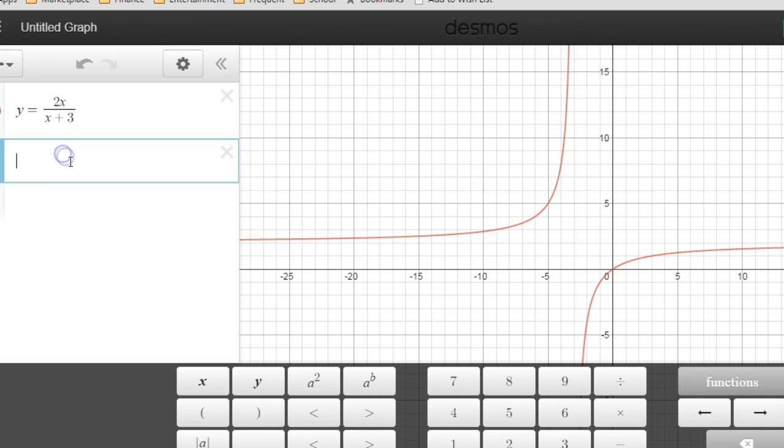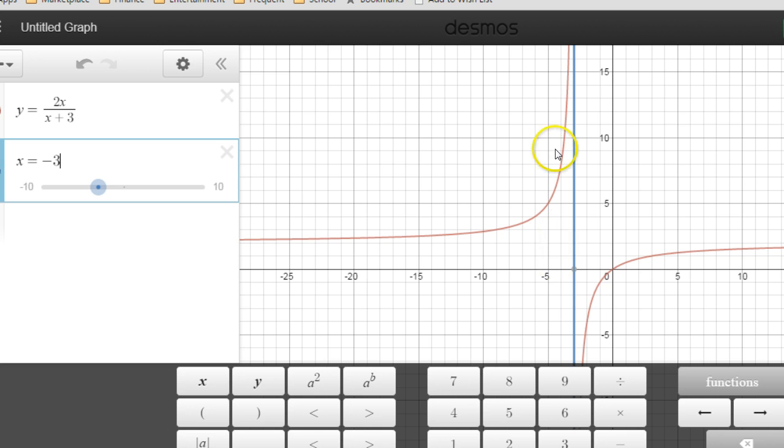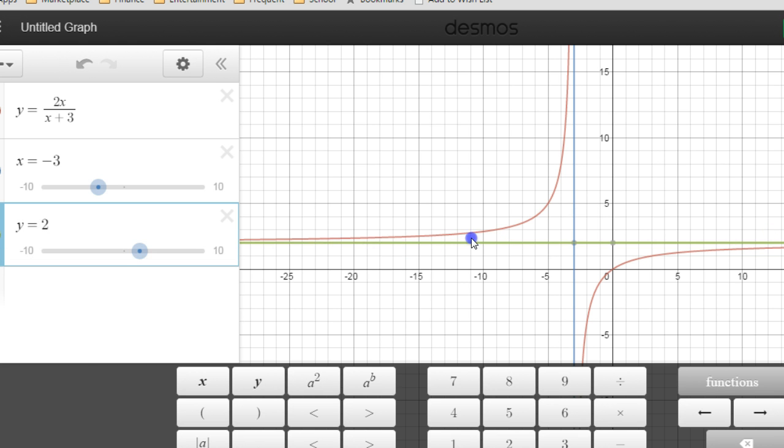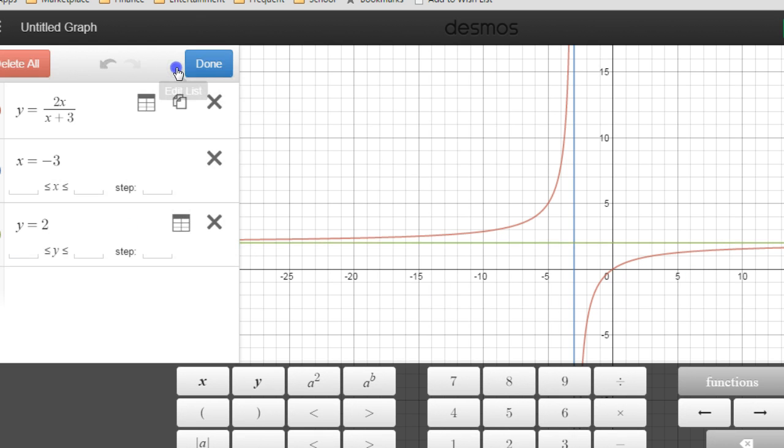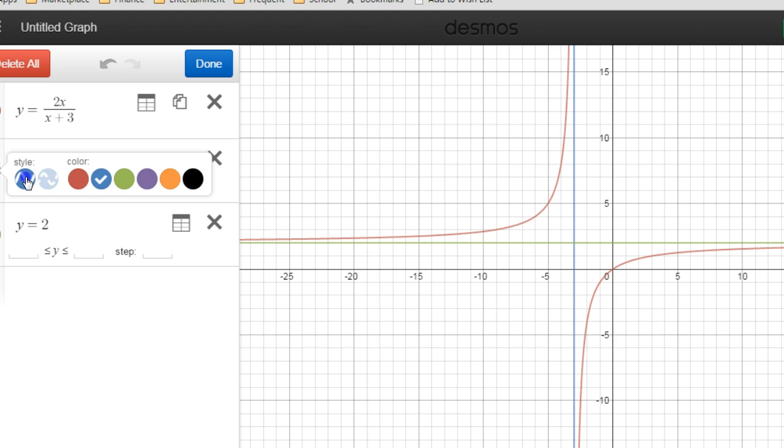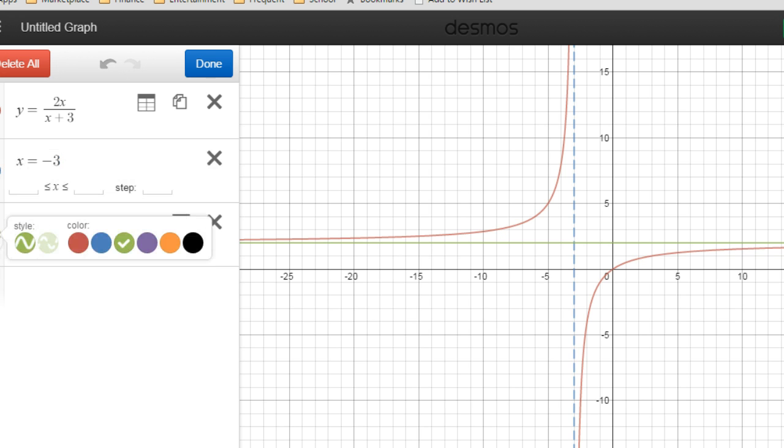Okay, and you can see that even more clearly if I put x equals -3 in there, and that draws the vertical asymptote. And for the horizontal asymptote, we wanted it to be at 2. So if I put y equals 2, there's my horizontal asymptote. Alright, so I did achieve what I wanted to achieve. I'm a little OCD, so I want these to be dotted lines, and I want them to be the same color. But that's just me.